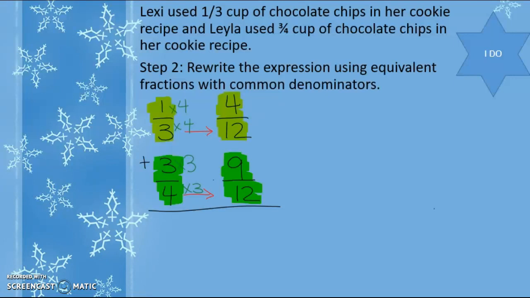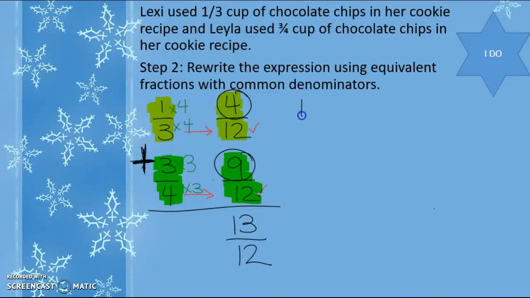But what we've done is now we have common denominators, similar denominators, which will make it much easier for us to add. So let's rewrite what we have, or you could just go ahead and solve. 4, remember our operation sign is to add. 4 plus 9 is, you're right, 13. So the answer is 13/12.